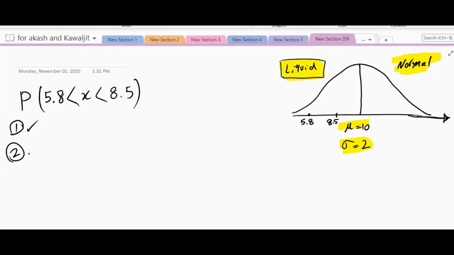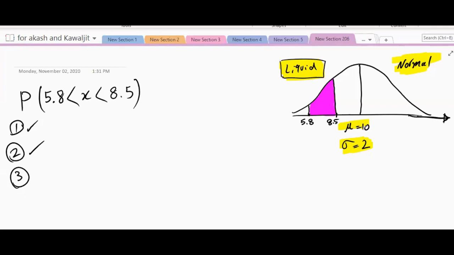You identified the points of interest. What is the next step? And then identify areas of interest. Okay, the area is between these two points. So we are interested in this area between 5.8 and 8.5. Can we find this area in the table? We cannot find this area in the table.